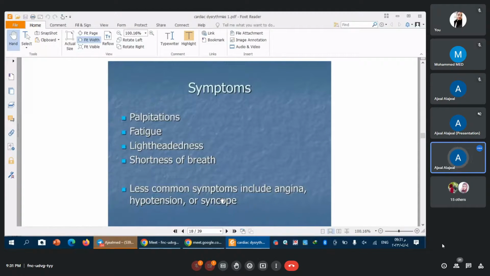Not always fatigue, lightheadedness, shortness of breath, and less commonly angina. Hypotension is common, but only at the beginning of the atrial fibrillation, and once the patient is on the floor, he regains consciousness. Next slide, please.